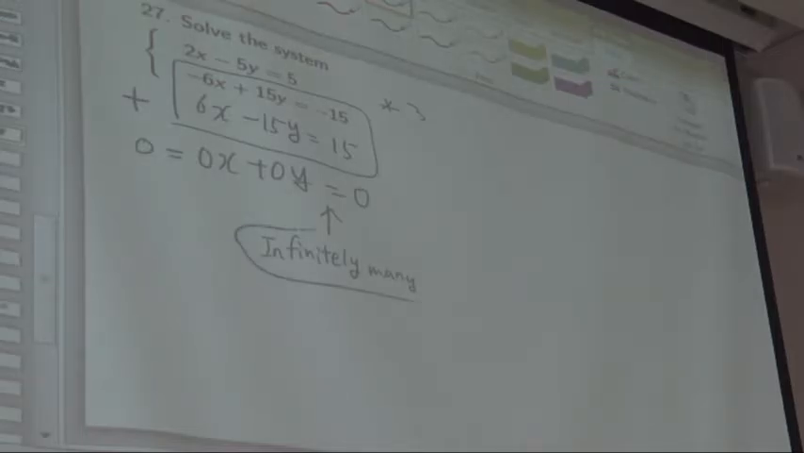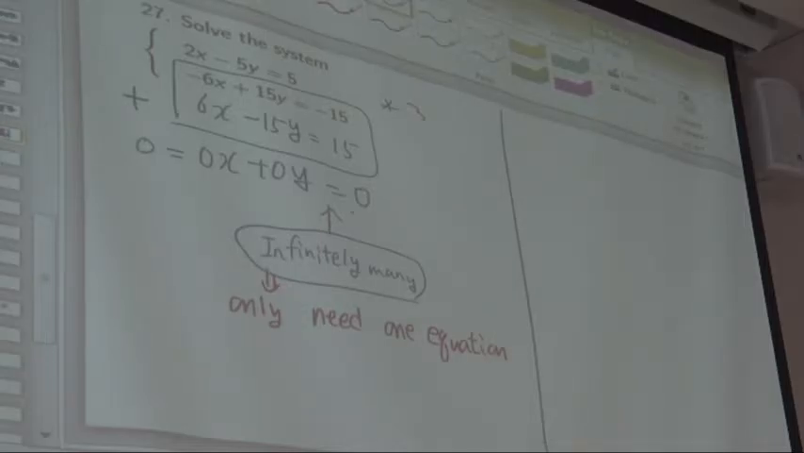And what are they if there are infinitely many? So let's look at the first one. For the infinitely many, we don't need the two equations. We only need one equation, because infinitely many means they overlap. The two lines are exactly the same. That's the infinitely many solution. So we don't need two different equations, just one single equation is enough.